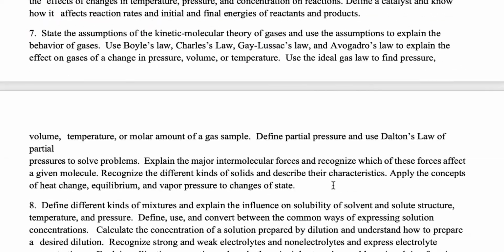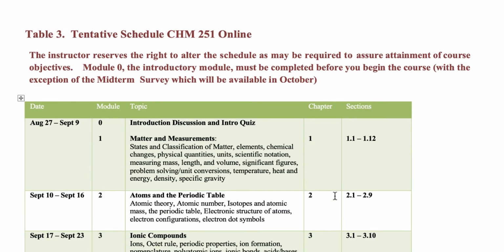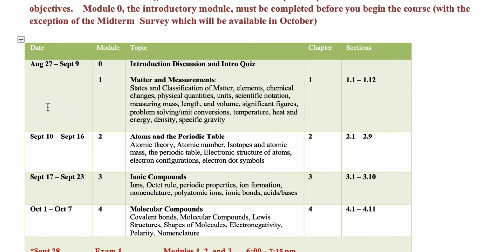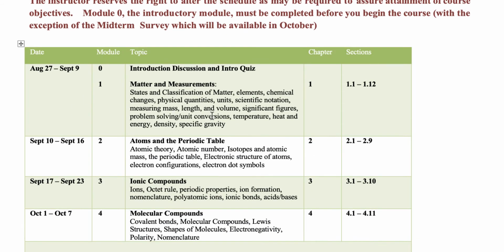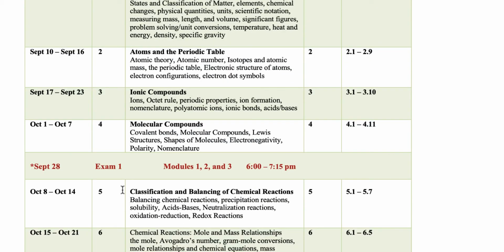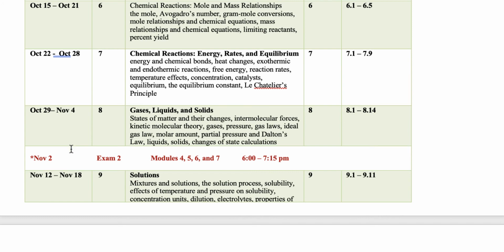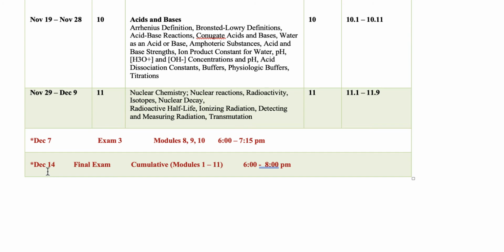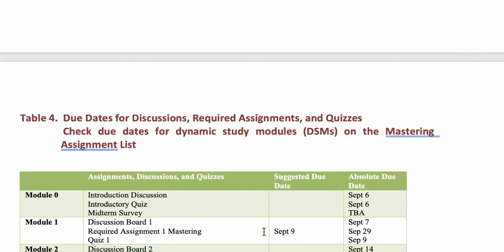You can read the objectives of the course at your leisure. And then this is our tentative course schedule. You need to keep on track, though. Our first exam is September 28th, and that's from 6 to 7:15. Then you keep going. Our second exam is November 2nd. That's from 6 to 7:15. Our third exam is December 7th, and again, that's from 6 to 7:15. And then our final exam.